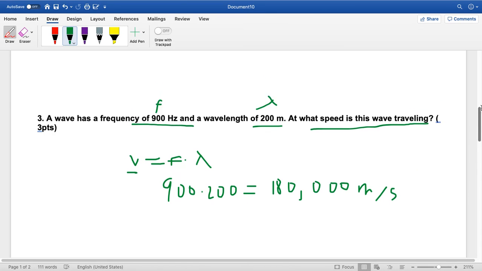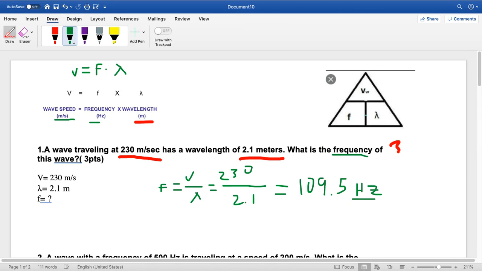If you were to use the triangle, you would get the same answer. Remember, this is a multiplication sign here. So if we block this, speed equals frequency times wavelength, same thing. You would get the same answer. Okay, so remember, on the bottom is a multiplication.